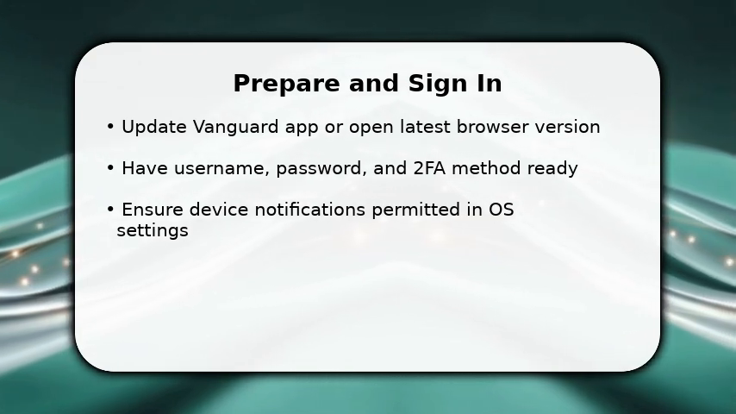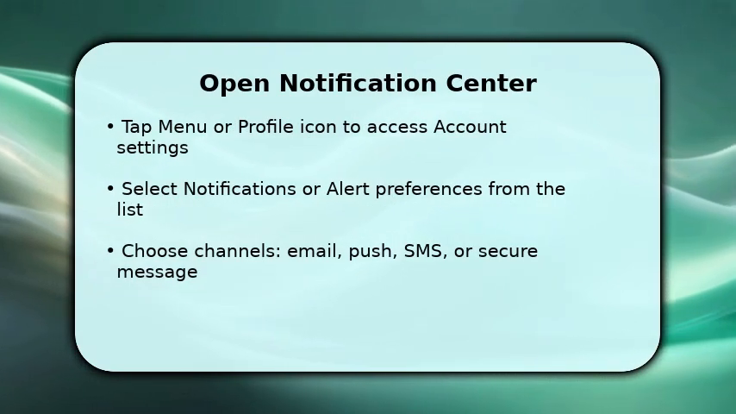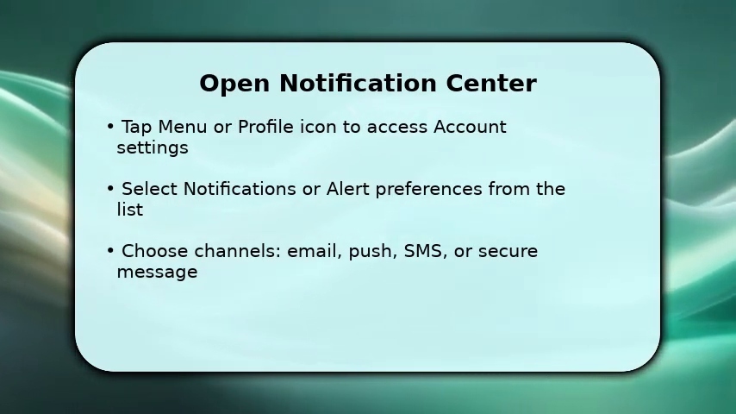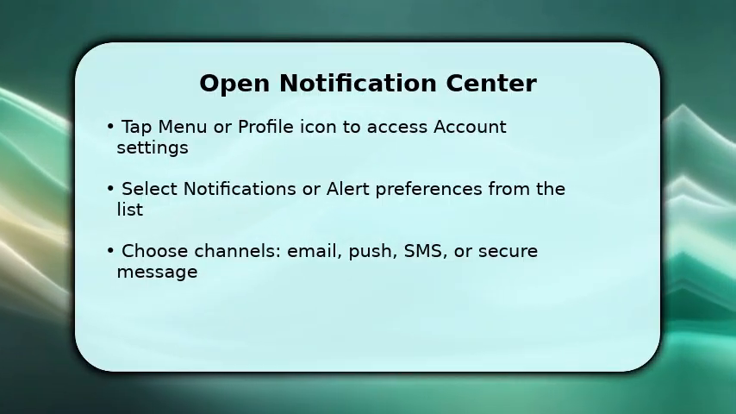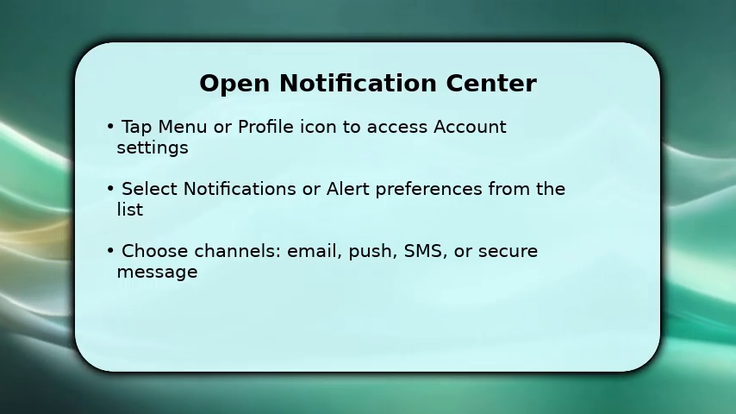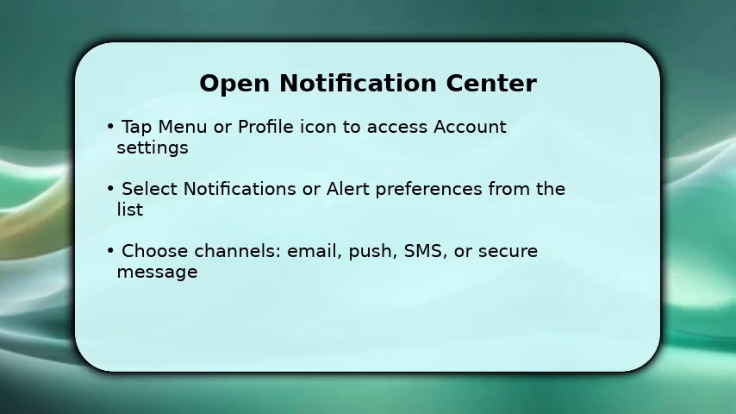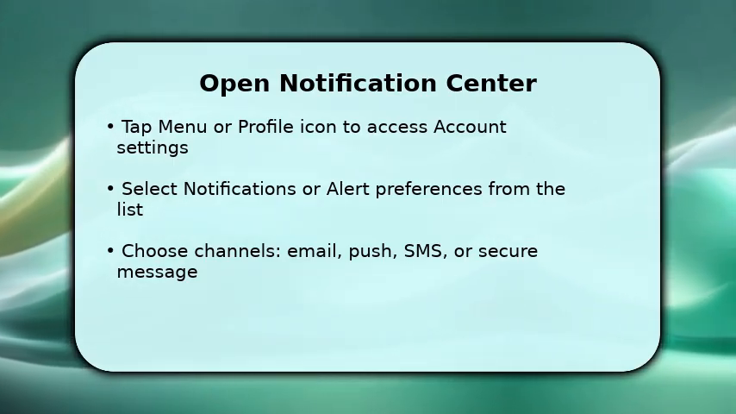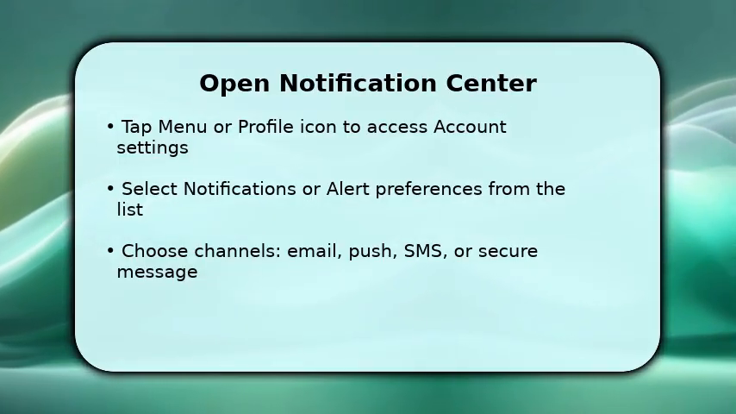After signing in, go straight to the menu or your profile icon and open Account or Settings. This is where notification controls live. Then select Notifications or Alert Preferences. The label may differ by app version, and review the list of event types like trade confirmations, statements, or security alerts. Make specific channel choices. Enable push for immediate mobile alerts, enable email for records, and add a phone number for SMS.